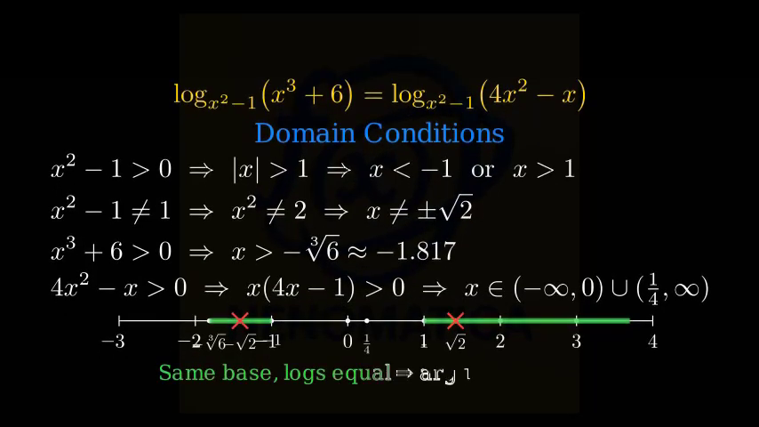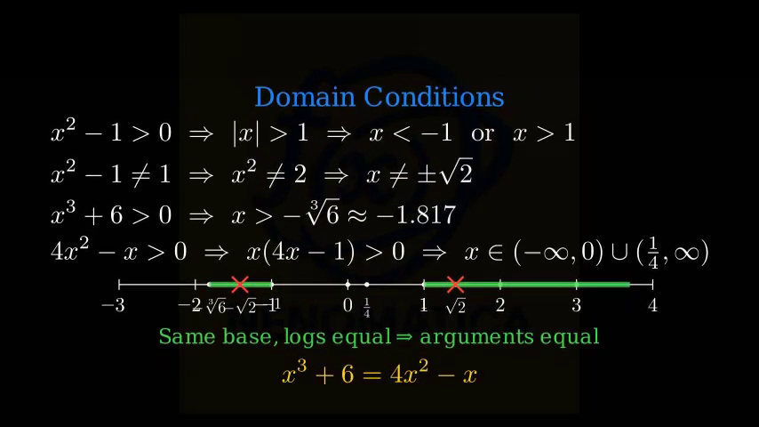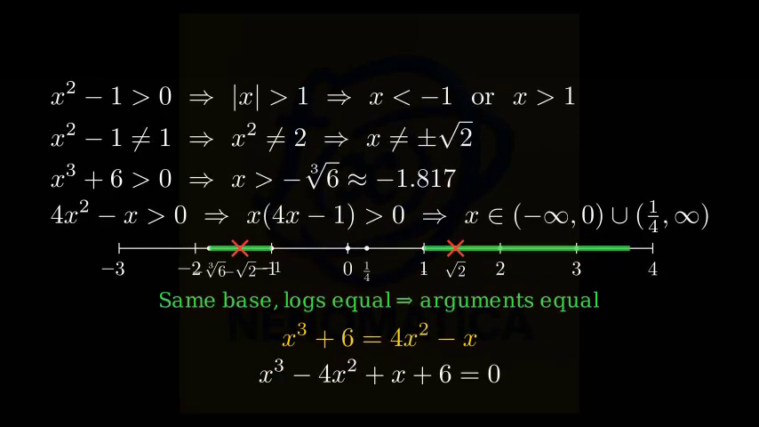With the domain satisfied, equal logarithms with the same base imply equal arguments. So we set x cubed plus 6 equal to 4x squared minus x and solve. Bring everything to one side to form a cubic equation equal to 0.